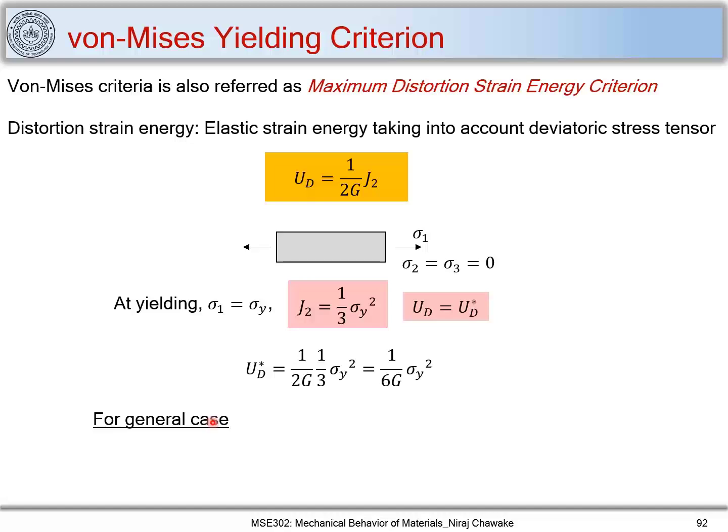And now for a general case, I compare this UD star with this value. So 1 upon 6G sigma y square is equal to 1 upon 2G J2. And what I get is the relation which we got in our earlier slide also, that sigma y is equal to under root of 3J2. This is the relation by which we can find out when the material will start yielding. When sigma y becomes equal to root of 3J2, where J2 is the second invariant of the deviatoric stress tensor, when this criteria is met, the material will start yielding.